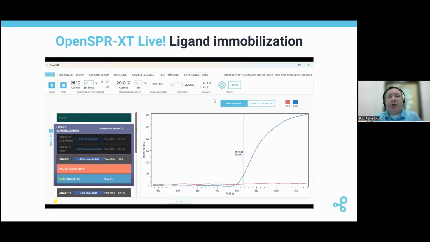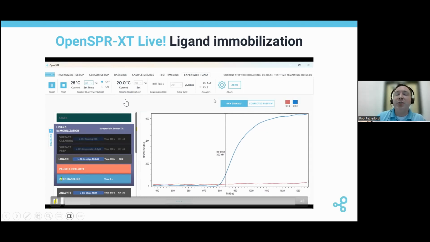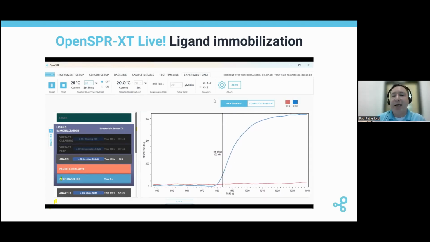But what we like to look at is along the top. These are software tools that you can use. You can set the temperature. Because it's an XT, there's two different temperatures here. The first is to set the temperature of the 96 well plates that are holding your samples. And the second is to set the temperature under the actual sensor and flow cell itself, which is where the interaction is going to take place.